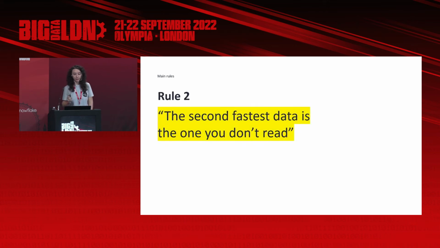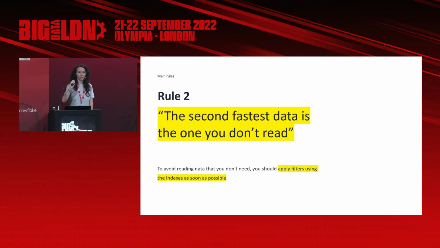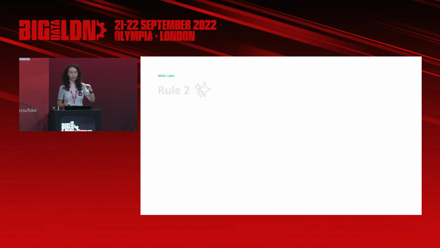Rule number 2: the second fastest data is the one you don't read, okay? Meaning that if you want to avoid reading data that you don't need, you should filter as soon as possible using the indexes you have defined, okay? I'm going to show you an example.